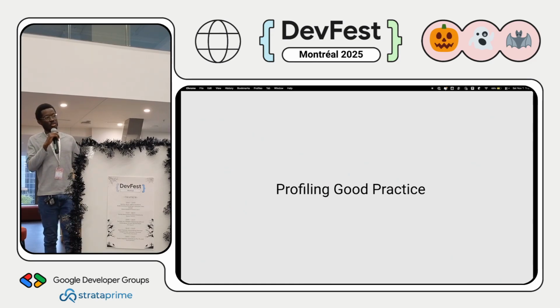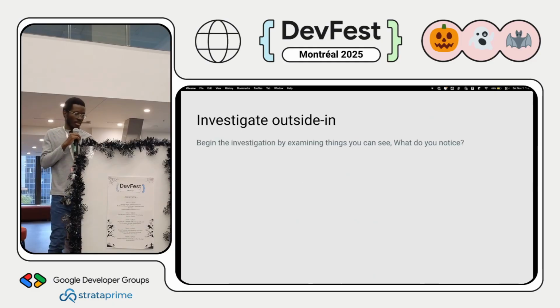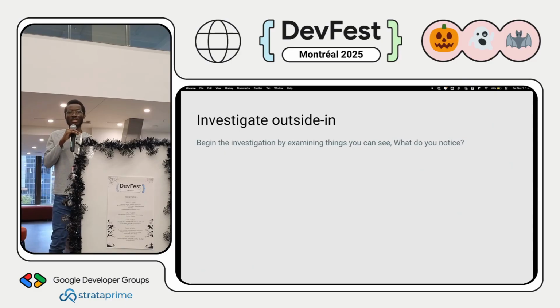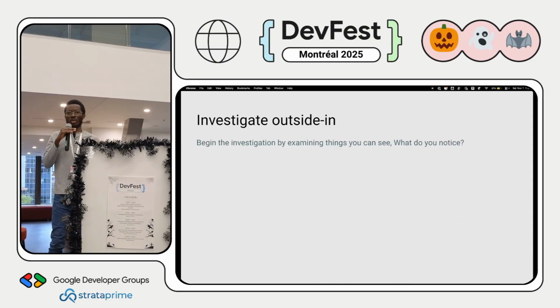Great, so now let's try to see the profiling good practice. First of all, when you are doing profiling, it's really important to do the investigation outside in. That means you are starting from the outside of your application. Don't jump in the code right away, right? Try to understand, start from what you are seeing, what you are noticing.